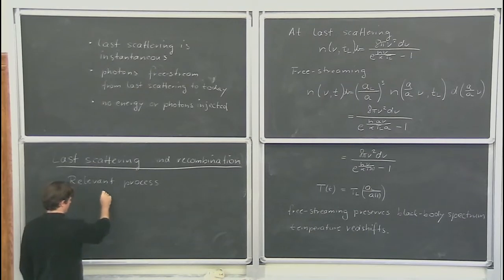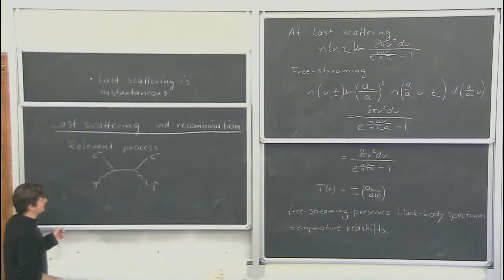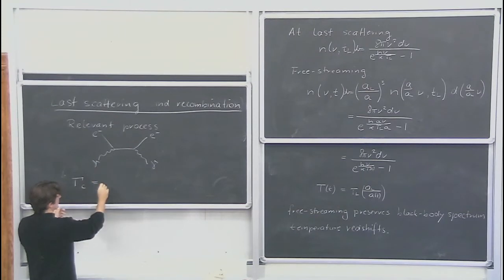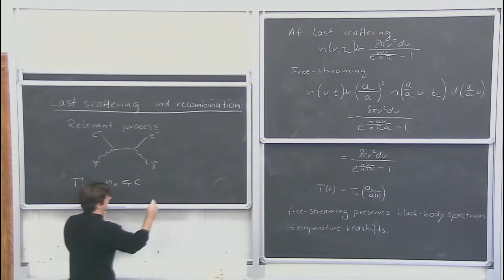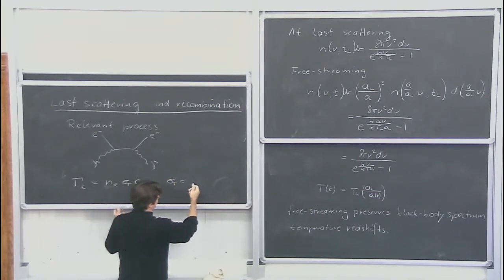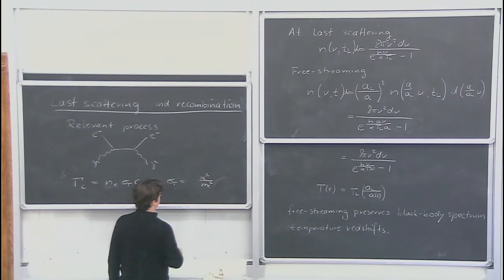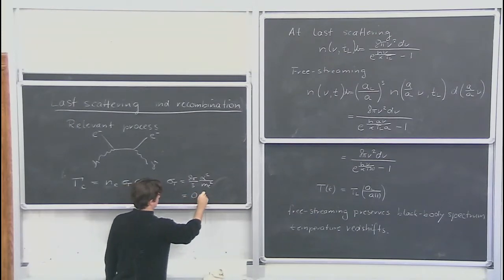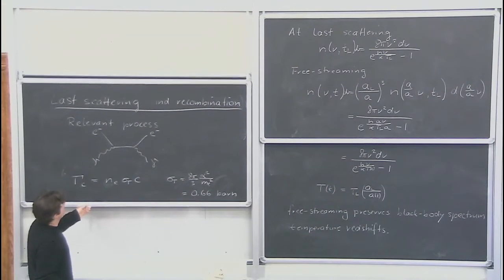So the only relevant process during this period is Compton scattering. And the rate for this process, you probably know. So the rate for Compton scattering per photon is proportional to the number density of electrons, and then there's the Thomson cross-section and the speed of light, where the Thomson cross-section is obviously proportional to alpha squared and inversely proportional to the mass of the electron squared, just to get the units correctly. And then there's a factor 8 pi over 3. And this, if you plug in the numbers, is 0.66 barn.